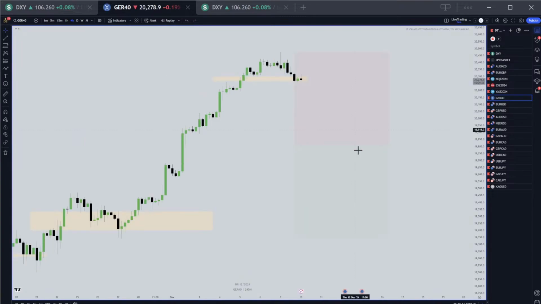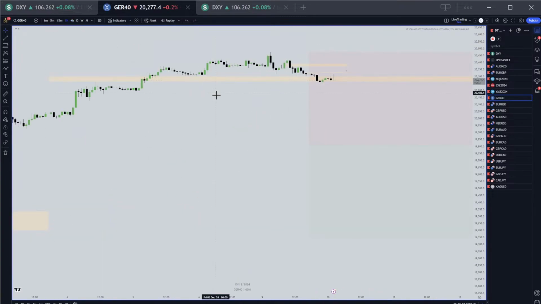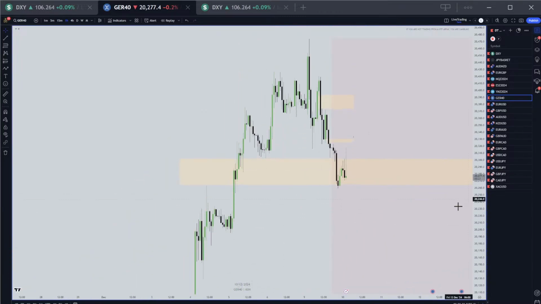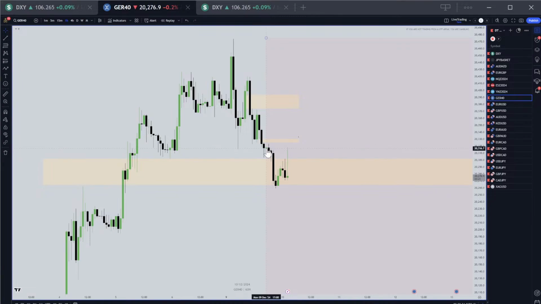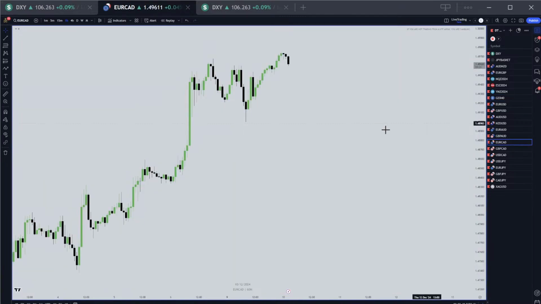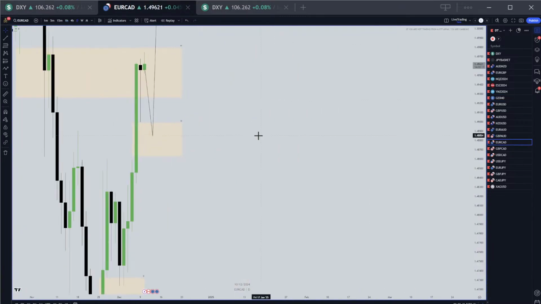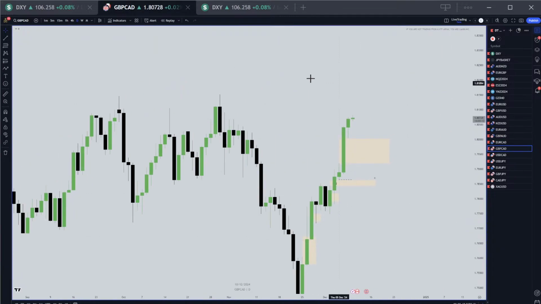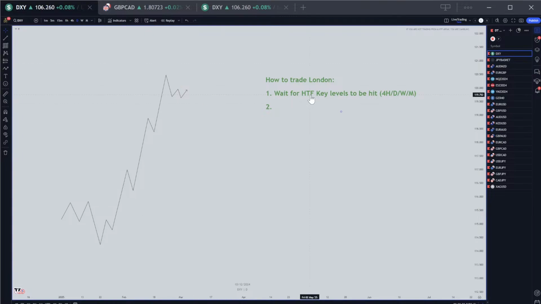So let's say, for example, here on the DAX, we made a little idea from the 1 hour. 1 hour idea. Is that not hit? Well, then I'm probably not trading. Perfectly fine. For the EuroCAD, if that daily array is not hit, or GCAD, if the daily bullish array is not hit, I'm not trading. If-then statements. If a higher time frame key level is hit, then I take a trade. If it doesn't, I'm just chilling and preserve my capital for New York.